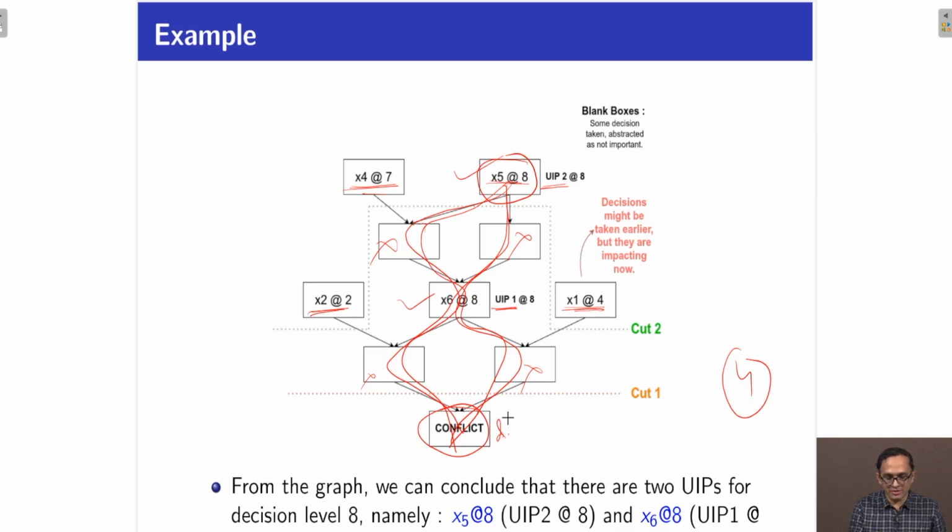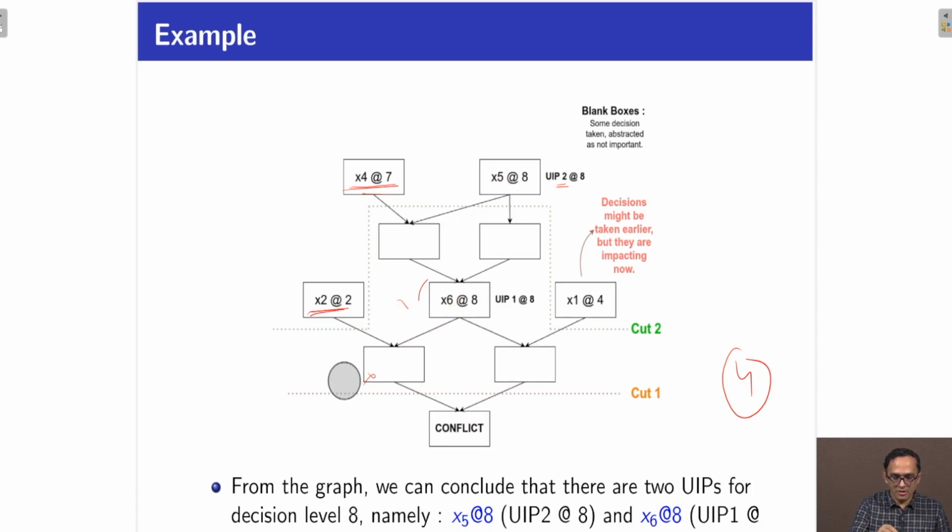So, the decision level here is 8, the conflict is happening at decision level 8. Okay. So, what I am saying is that the asserting clause will take the first UIP of the current decision level, which is 8. Okay. Now, let us try to construct the asserting clause corresponding to the first UIP and the second UIP of the current decision level.